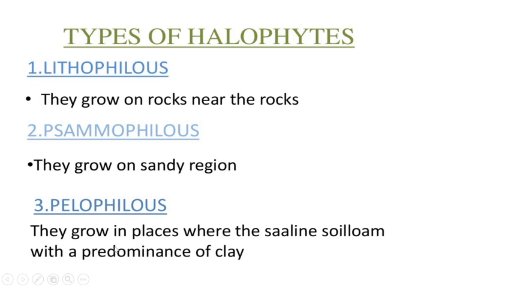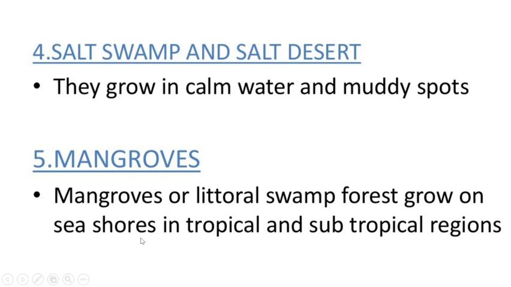Halophilus, the third one, grow in places where the soil is saline with a predominance of clay. That means they grow on the mud. Fourth one, salt swamp and salt desert. Such plants grow in calm water and muddy spots.